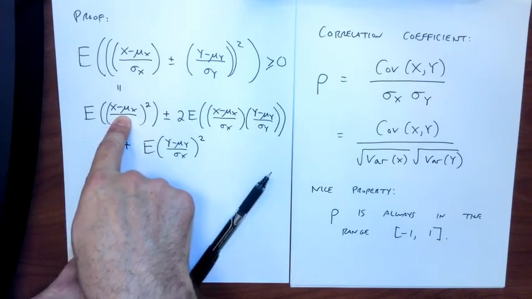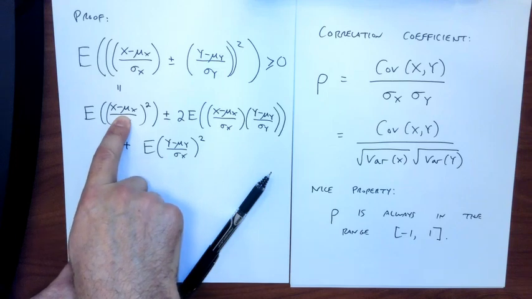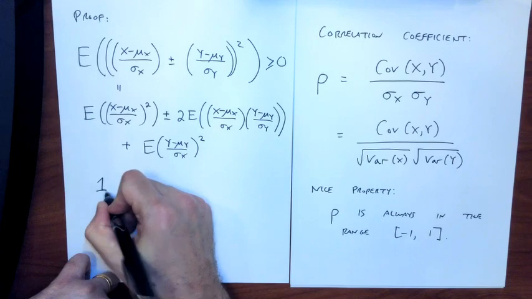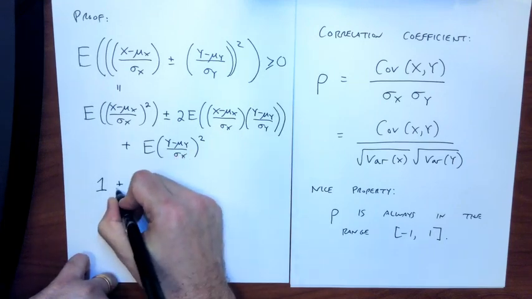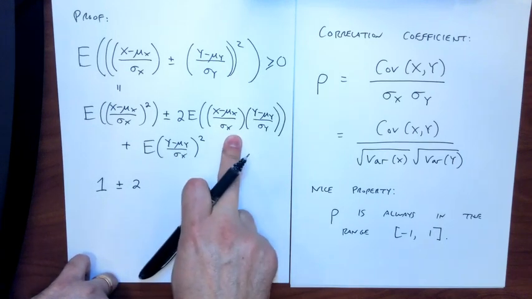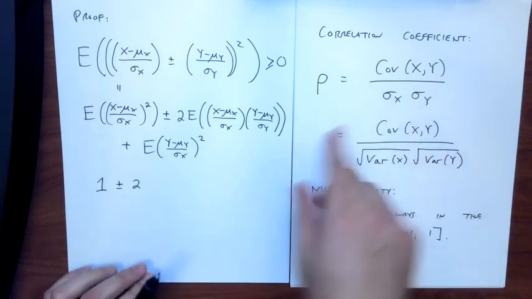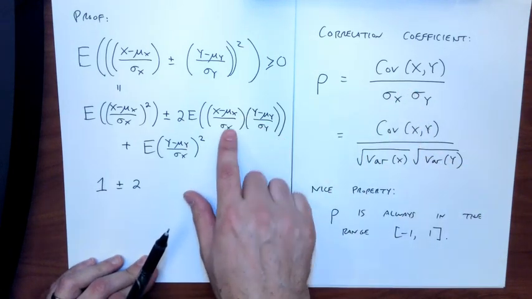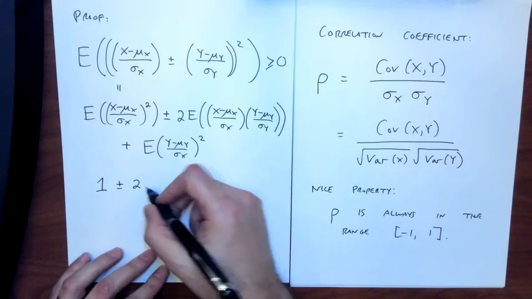Now, by definition, the expected value of (x minus mu x) squared is just what I defined as sigma x squared, right? So when I divide this through by sigma x squared, I actually get 1. So this is 1, and this is also 1. And this middle term, if I think about it, is the definition of the correlation coefficient. This is the covariance, and when I divide it by these two standard deviations, that thing is called rho, right?